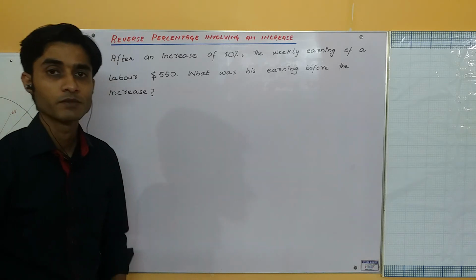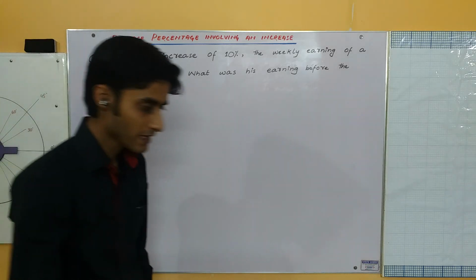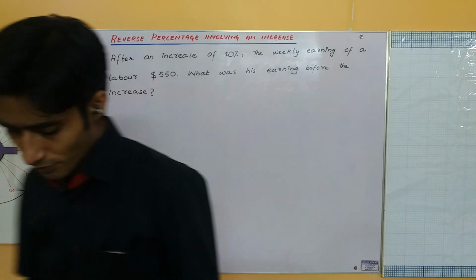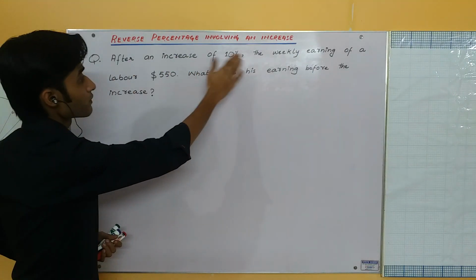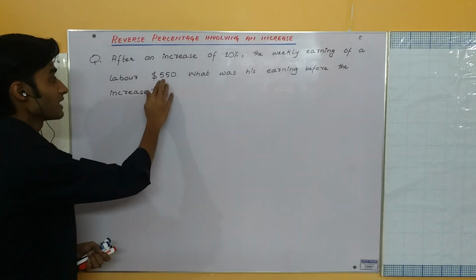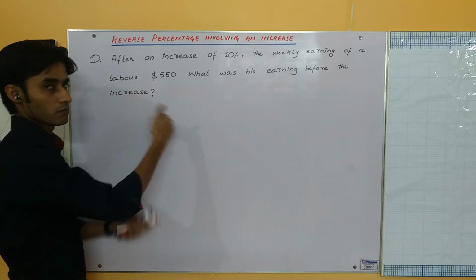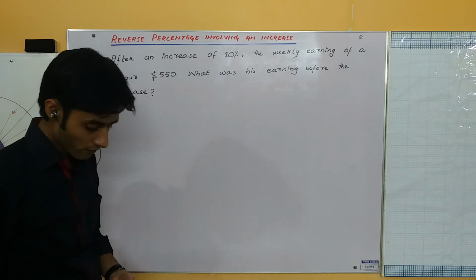In this video, I am discussing reverse percentage, reversing a percentage involving degrees. That means after an increase of 10%, the weekly earning of a laborer becomes $550. I forgot to mention "becomes", so I'm reading it out. What was his earning before the increase?